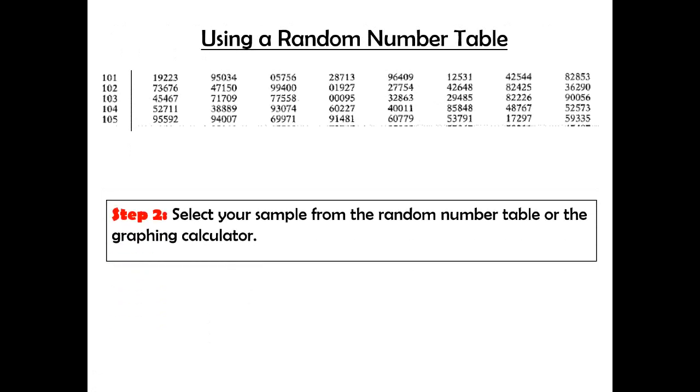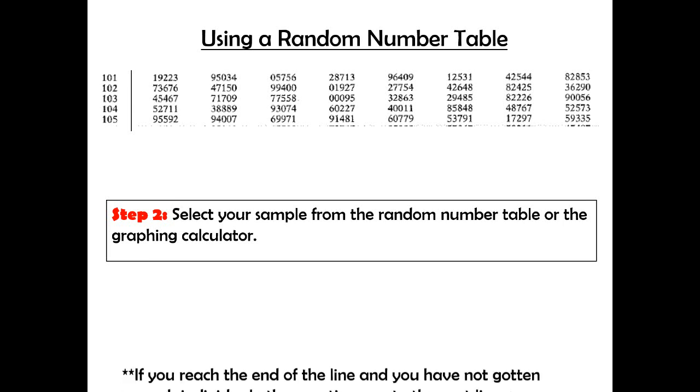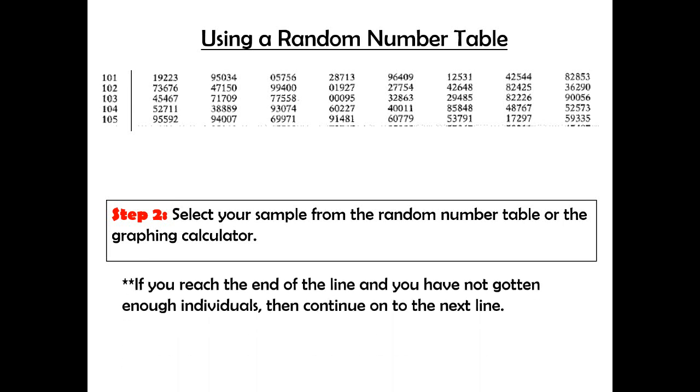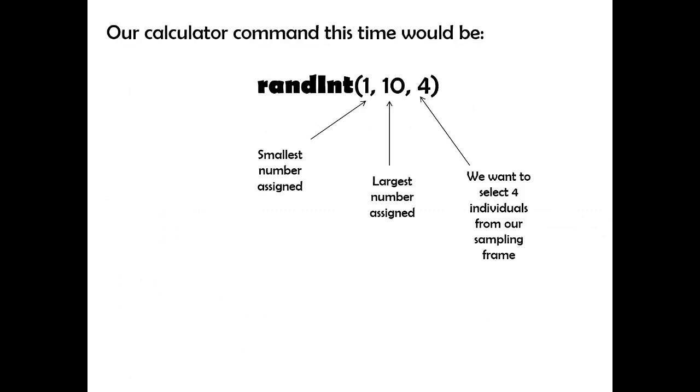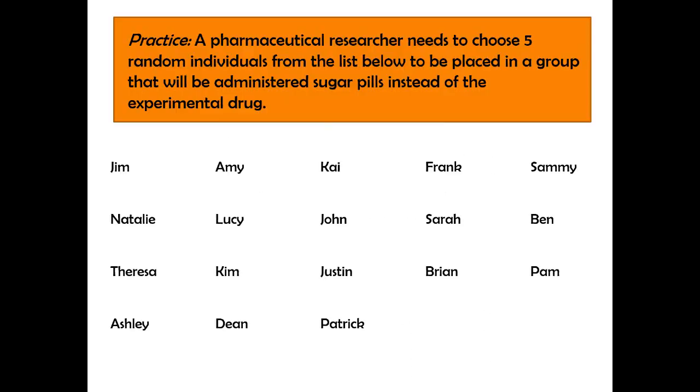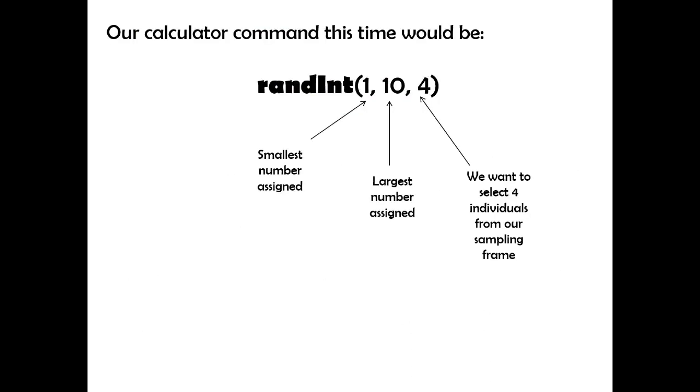So we want to select our sample from a random number table or our graphing calculator once we've numbered those individuals. If you reach the end of the line and you have not gotten to enough individuals, then you can just continue to the next line. So again, our 2-digit numbers here, although with 10 I would still use 1 digit and just include 0 on there. In our calculator, we could just go to randInt(1, 10, 4).